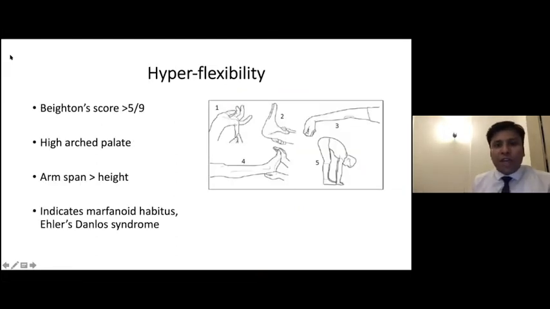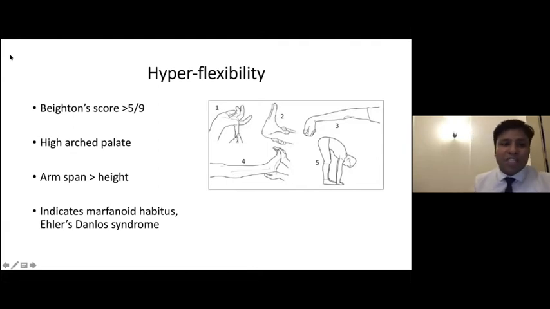Also, don't forget to look for signs of hyperflexibility. Marfanoid habitus, Marfan syndrome, Ehlers-Danlos syndrome, all are associated with scoliosis and they have different prognosis. Beighton score more than 5/9. There are 5 things that need to be done and each is given a score. If the score is more than 5/9, this is definitely a hyperlax individual.